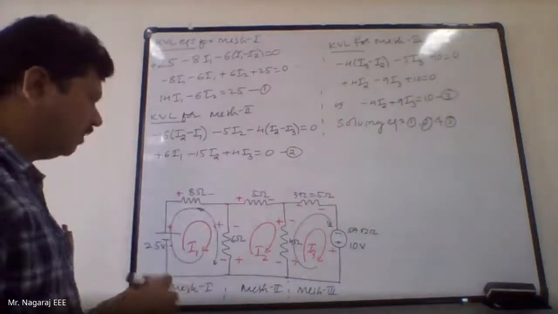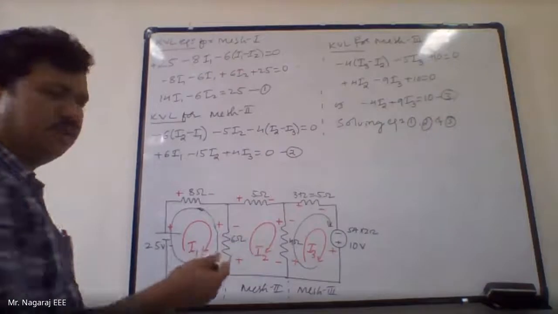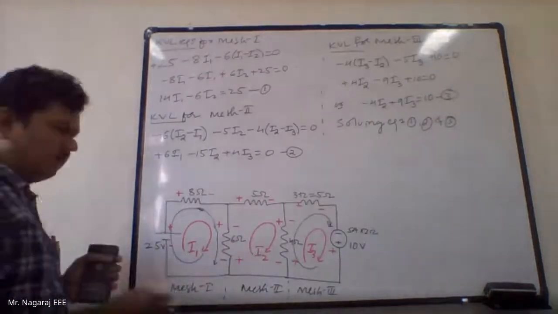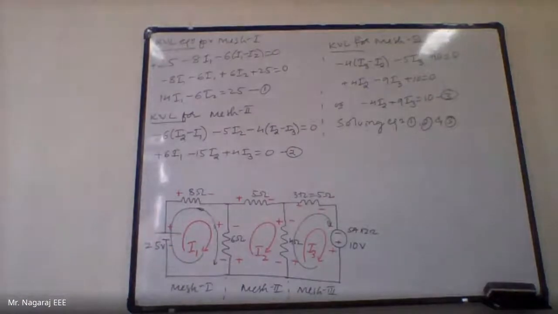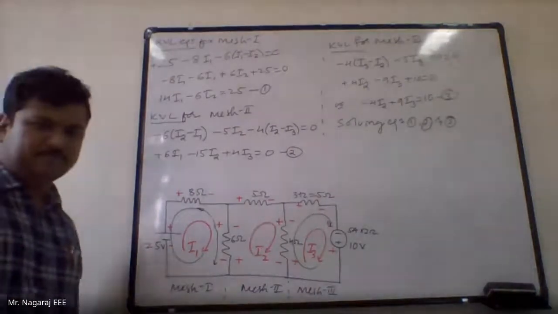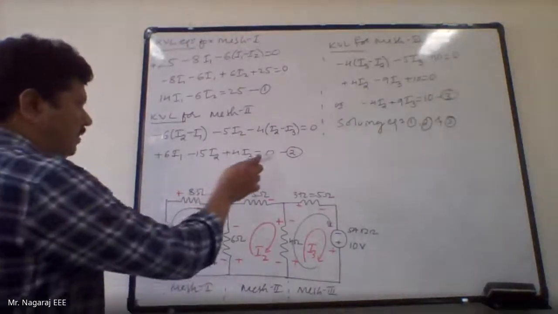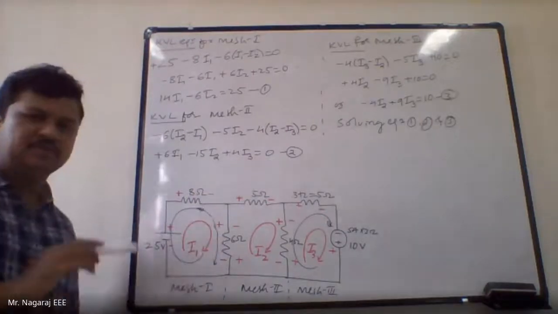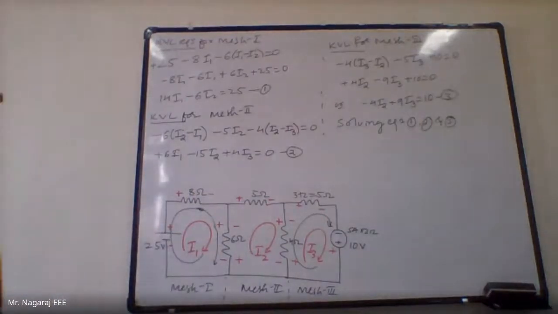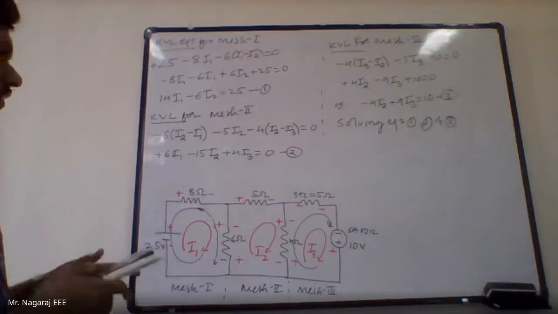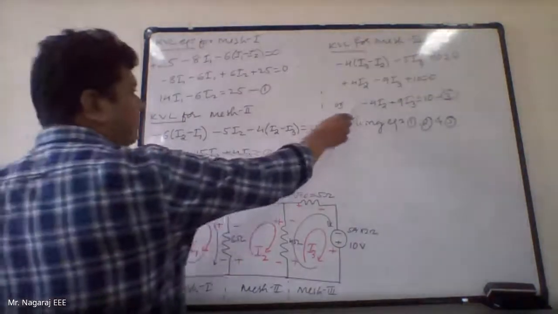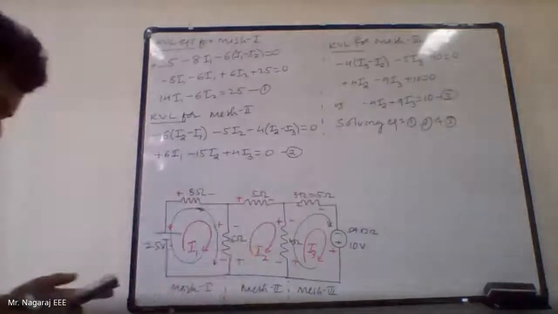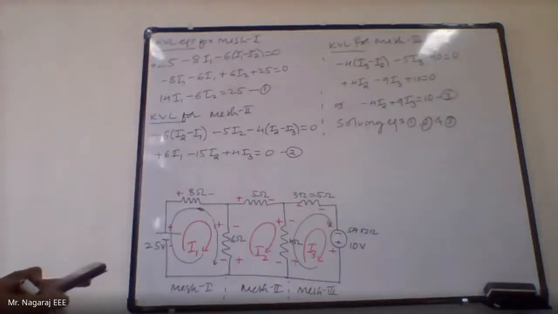See, you can observe in the second mesh there is no source. All the elements in the second mesh are passive elements. There is no voltage source nor current source. So therefore, the RHS of the second equation will be 0 for this circuit. Okay. And equation 3. In the third equation, the coefficient of I1 is 0. So a3 will be 0. b3 is minus 4.